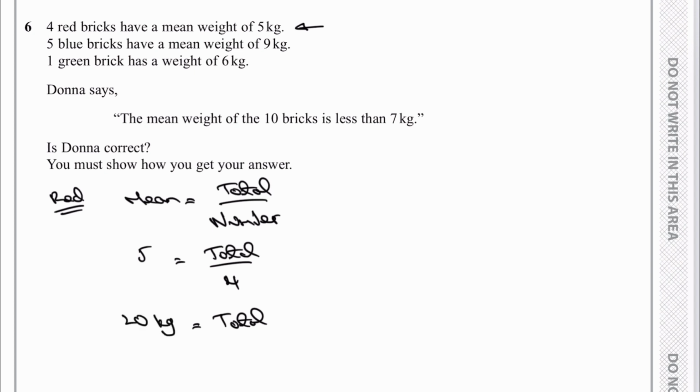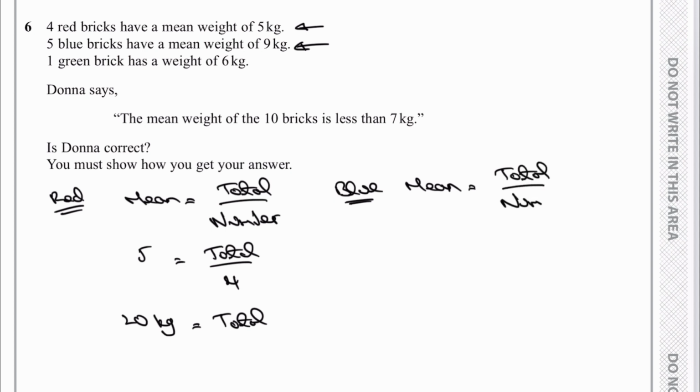Okay, well that's going to be useful to us because when we work out the mean weight of all of the bricks, we need to know that for the red. So let's have a look at what's happening then with the blue bricks. And again, we've now got exactly the same bit of information, 5 blue bricks, but this time it's got a mean of 9 kilograms. So again, I'm going to write it out as mean equals total divided by number.